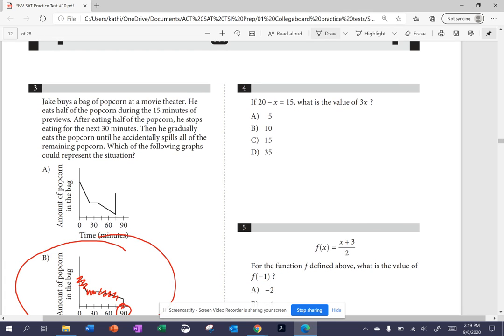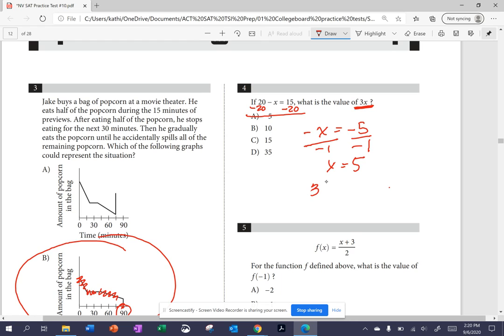All right, number 4. If 20 minus x equals 15, what is the value of 3x? So make sure we answer the question. Solving for x, I'm going to subtract 20 from both sides. So I get minus x equals minus 5. Divide by negative 1. So I get x equals 5.